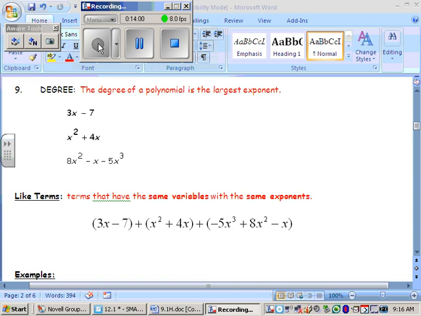Before we actually add and subtract, we need some additional understanding about polynomials. One thing we want to understand is what the word degree means when we're talking about the degree of a polynomial. And it's very simple. It's simply the largest exponent. So if you look at this first polynomial, 3x minus 7, we say it is a first degree polynomial because its largest exponent is 1.